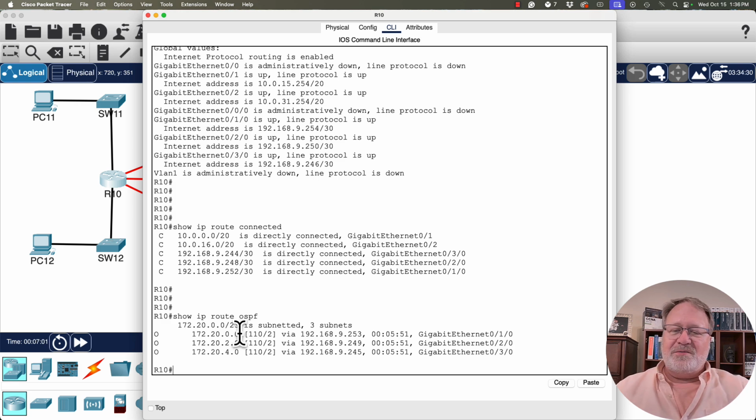And here are those three subnets of network 172.20, the three numerically lowest. And if you were to look further into these, you would see that this numerically lowest number is reachable via the address that's configured over on router R1. And this middle one is reachable through the address that's configured on router R2. And this last one is reachable through the IP address that's configured over on router R3.